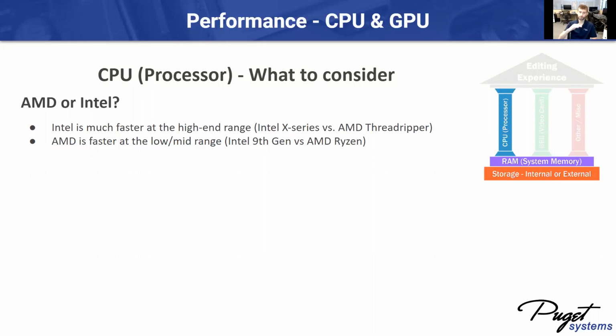But if you're going for more of a mid-range, you're talking about Intel's 9th gen CPUs or the AMD Ryzens, that is where AMD is faster. So it all depends on your budget, pretty much, and how much performance you need. Intel on the high end, AMD is faster on the mid-low range. And oftentimes it's not by a huge amount when you're talking about the low mid-range. It's just a little bit faster with AMD.